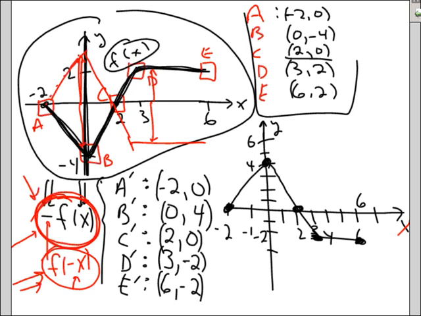Okay, think about this. So learn those rules that I just stated at the end. That's the key. Okay, good luck with this.